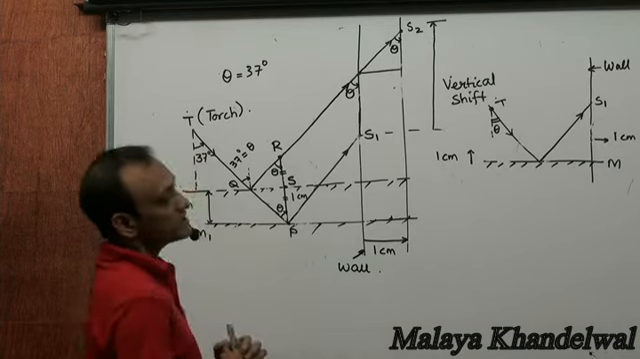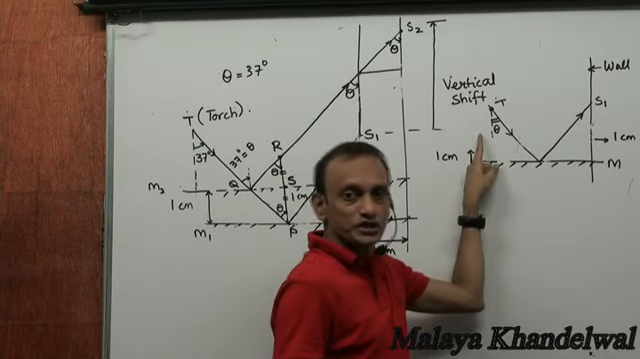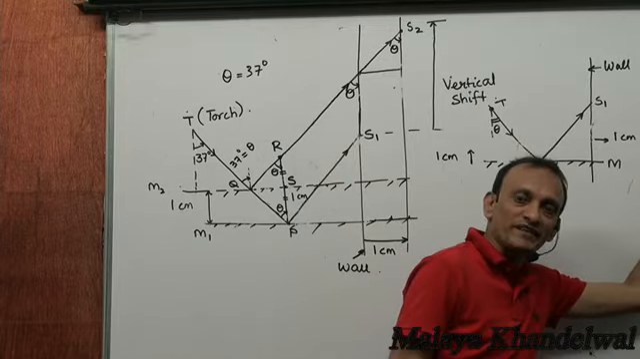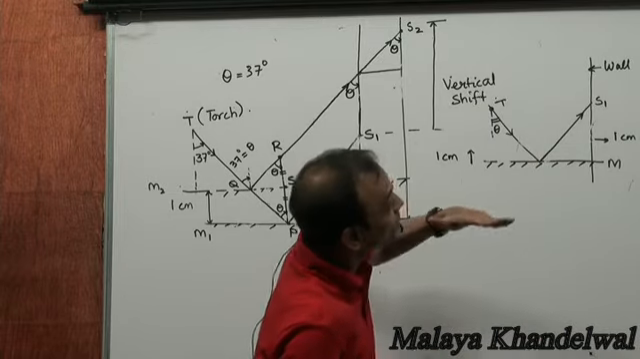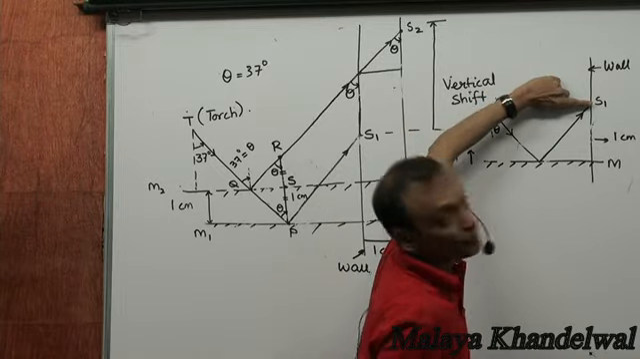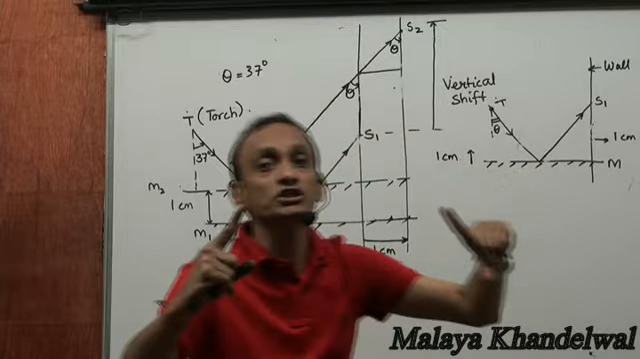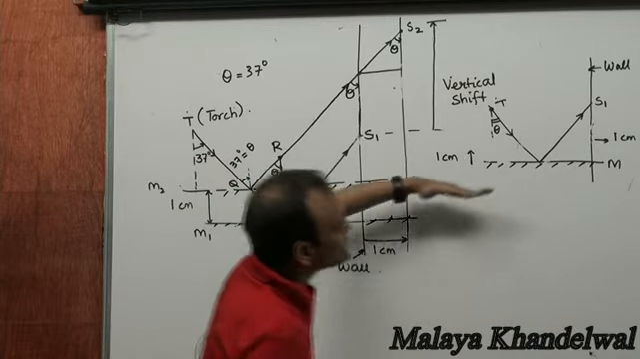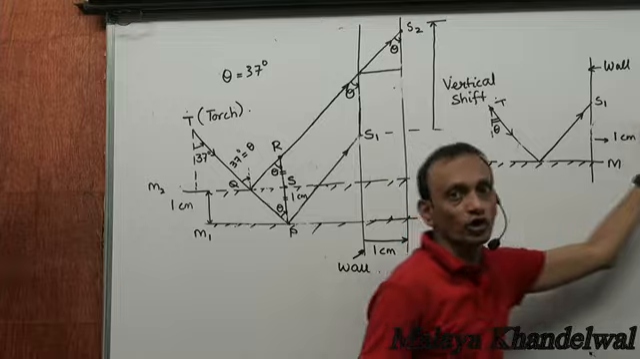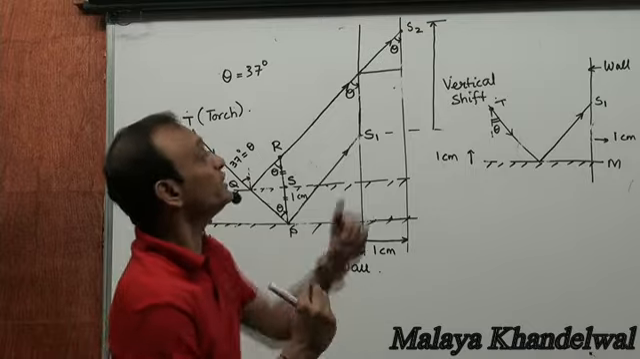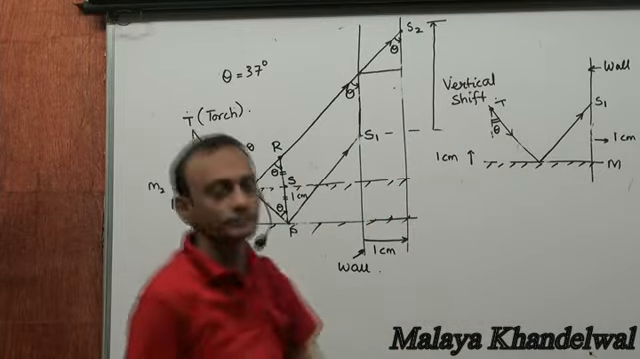Now what is done is, the mirror is shifted up by 1 centimeter, the wall is shifted to the right by 1 centimeter. We want to find by what amount this spot on the wall would move up when the two situations get compounded. One, the mirror moved up by 1 centimeter, the wall moved to the right by 1 centimeter. By what amount vertically would S1 move?